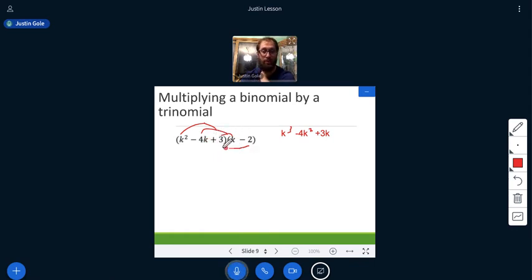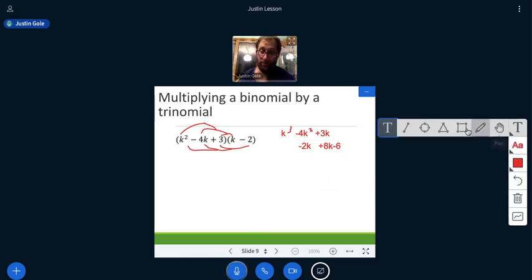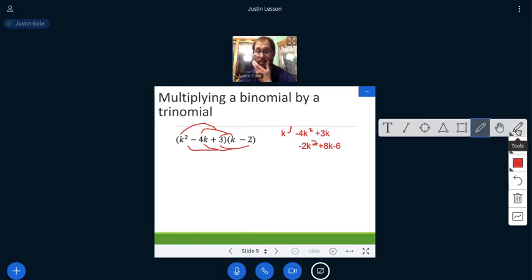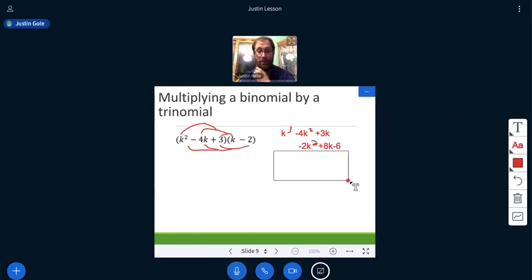Now I'm going to distribute negative 2 to everything, right? So negative 2 times k squared is negative 2k squared, right? That's not rocket science for us at this point because we've gotten through factoring and everything. We're pretty used to some of this stuff. Negative 2 times negative 4k is plus 8k. Negative times a negative is a positive. And then minus 6. So negative 2k squared. Now we're going to add down the line like we did on Wednesday.